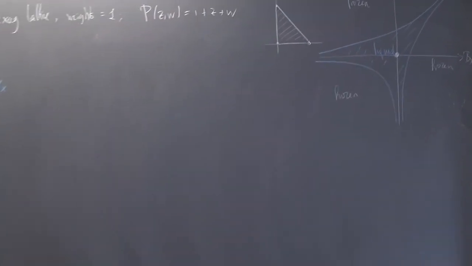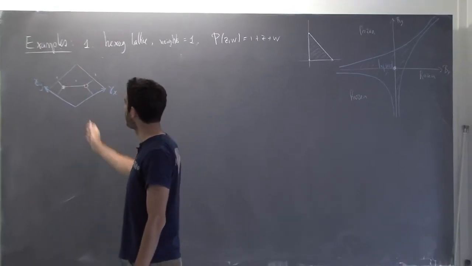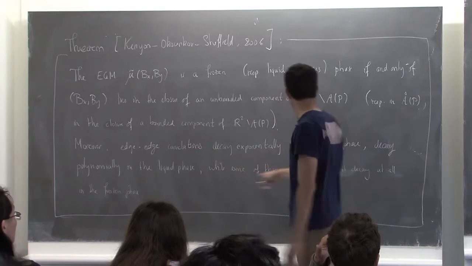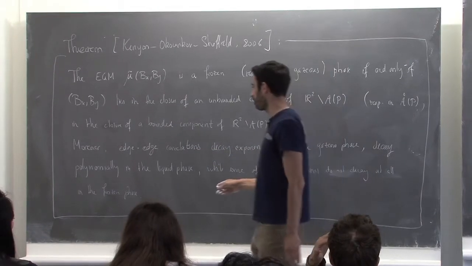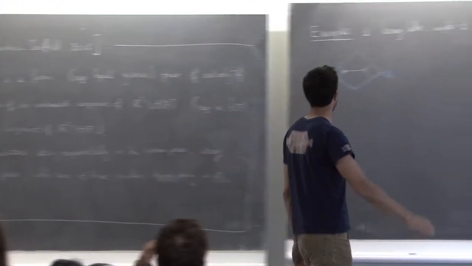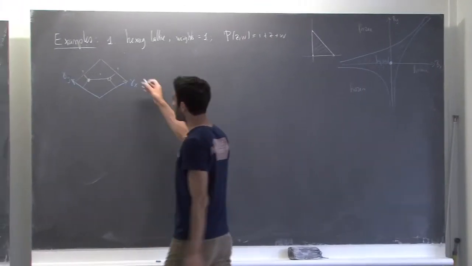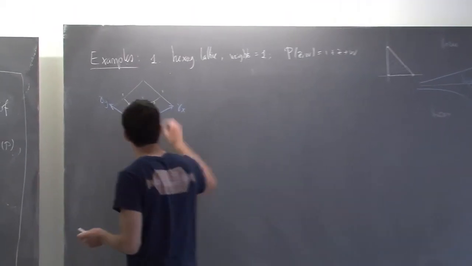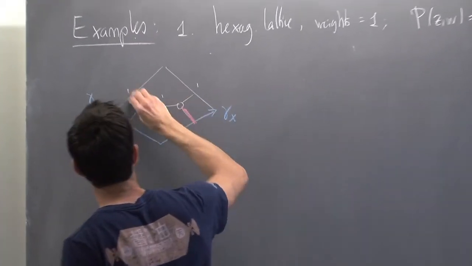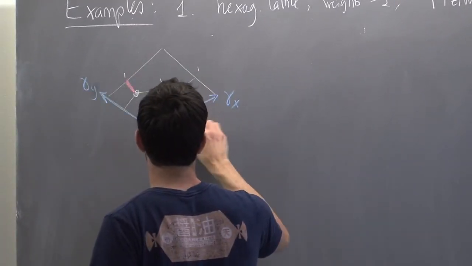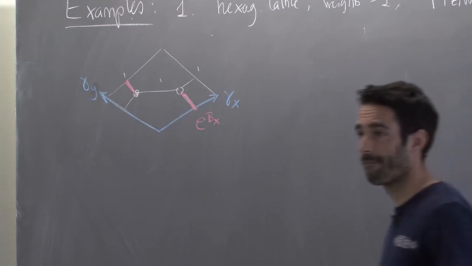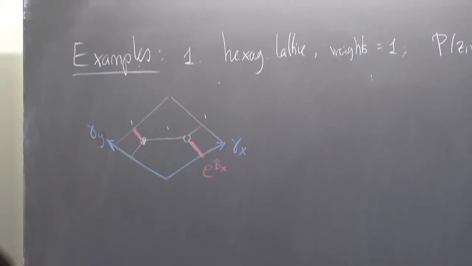If we look at the homogeneous model on the hexagonal lattice, it means that we are in the liquid phase. So the mu variants are unbounded and the edge correlations decay polynomially. OK, so we know this. Now, let's alter this weight. I want Bx to become big, so let me fix this edge here and multiply it by e^(Bx). And now I take Bx to be big.